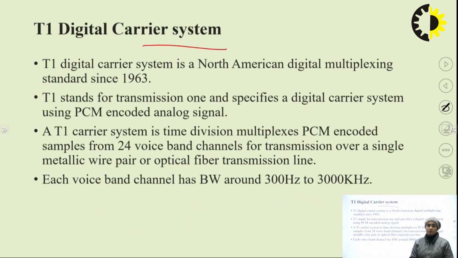Now, if I talk about one of the prime examples of time division multiplexing, this is the T1 digital carrier system. This was the classical thing that was developed on the concept of TDM. T1 digital carrier system is a North American digital multiplexing standard since 1963. T1 stands for transmission 1 and specifies a digital carrier system using PCM encoded analog signal. PCM was initially used for telephony. So T1 was used for telephony.